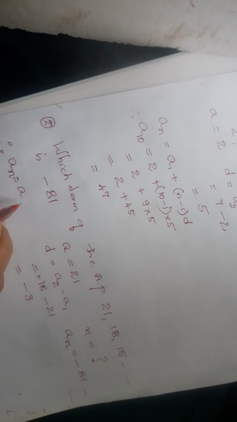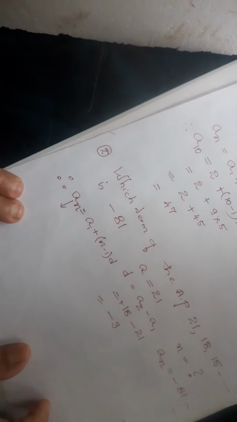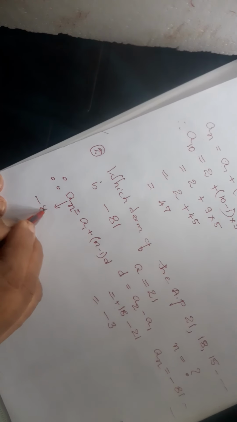AN is equal to A plus, it is A1 also, you know that. A1 plus N minus 1 D. You have to write the formula. Half mark they will have kept for formulas. So you must write that formula. Now what you do in the next step: AN as minus 81 is given. So below that, I hope you can see what I am doing, you write minus 81.